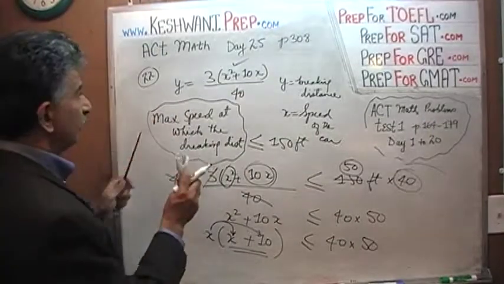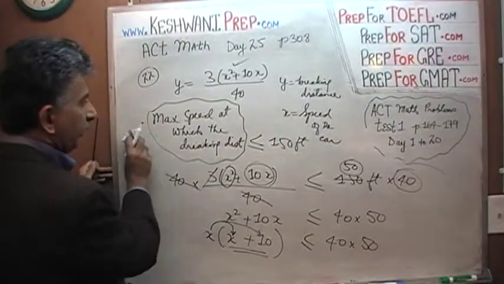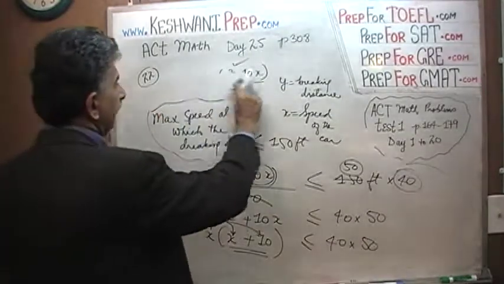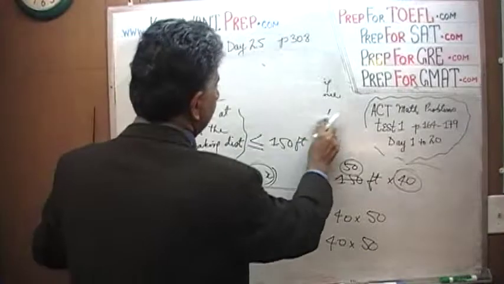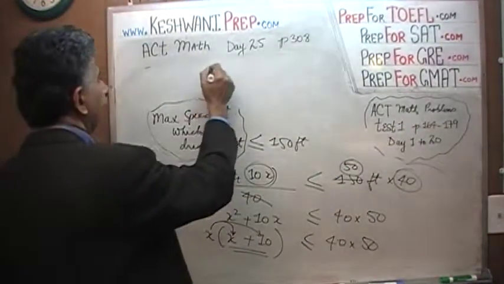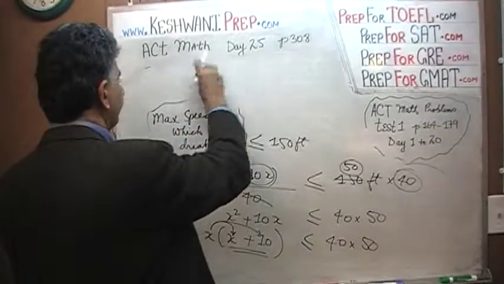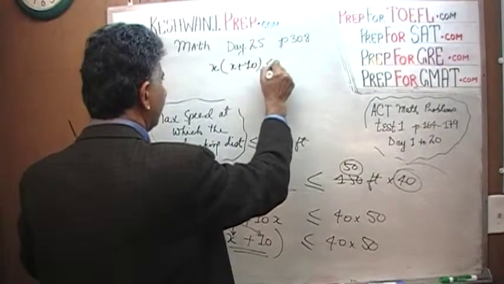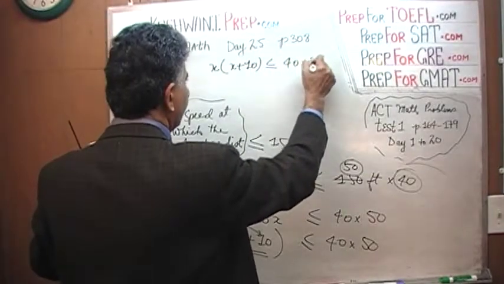Let's do it on the top now. I'm going to erase all of this. What we have here is x times x plus 10 has to be less than or equal to 40 times 50.